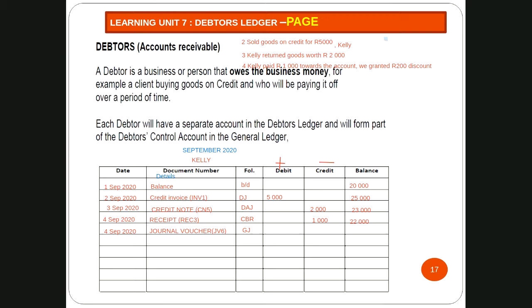Now, who can tell me what impact this discount will have on the account for Kelly? Will it increase Kelly's account or decrease Kelly's account? You gave Kelly a discount. Decrease. Because if I give her a discount, it means her account will decrease. So under which side must I record that 200? On the credit side. Listen up, just like that. How much is the new balance? 21? Perfect, thank you so much.